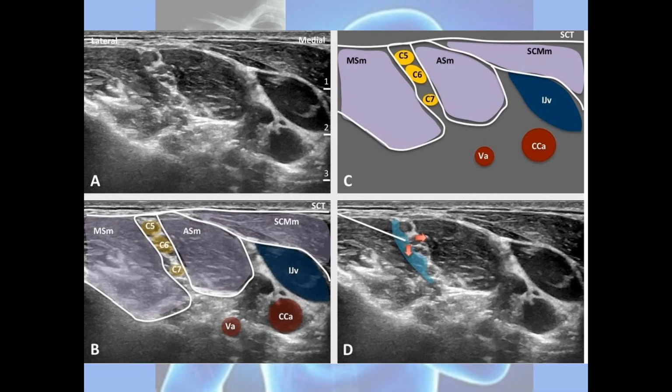All right. So this is a picture to illustrate the block. So we place the LA. The needle will traverse the middle scalene muscle. It should be placed between the C5 and C6 nerve roots, and the LA should spread along between the scalene muscles, pushing the nerve roots medially. As I said, complete circumferential spread may not be necessary.